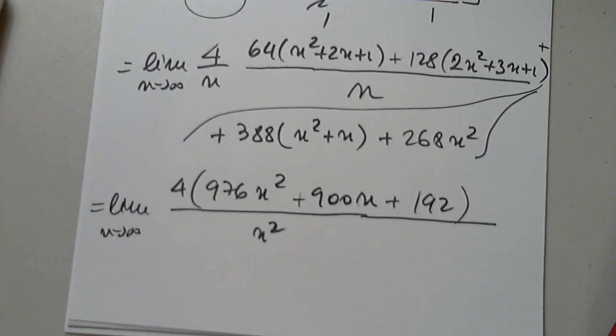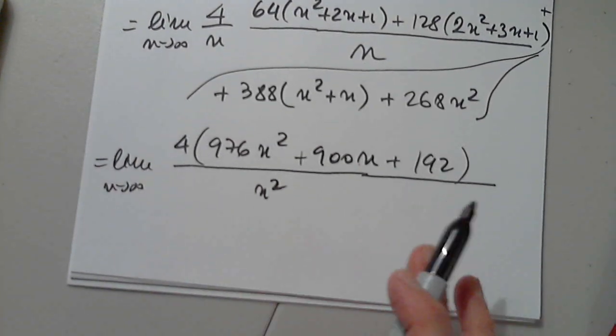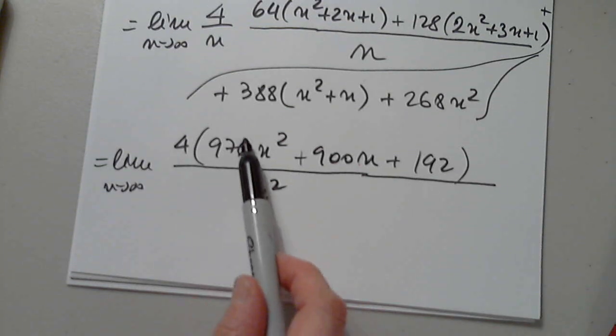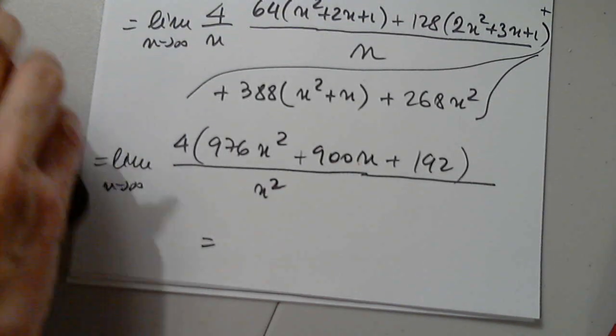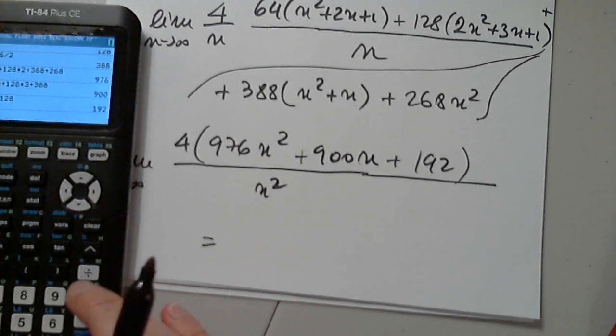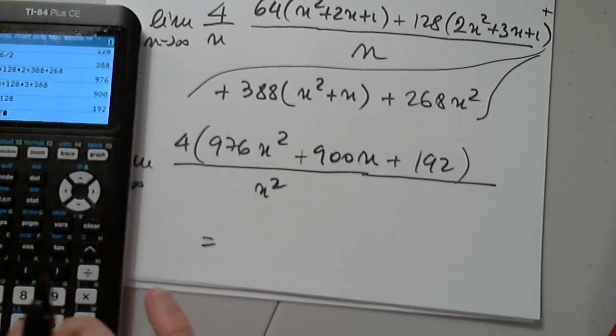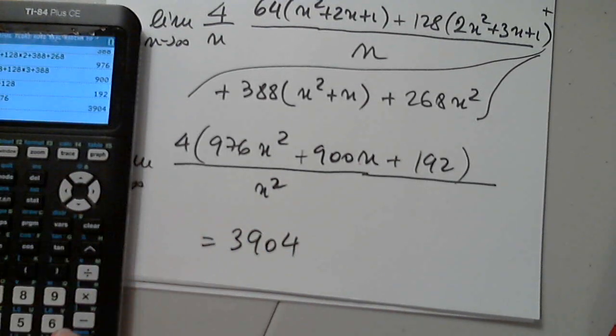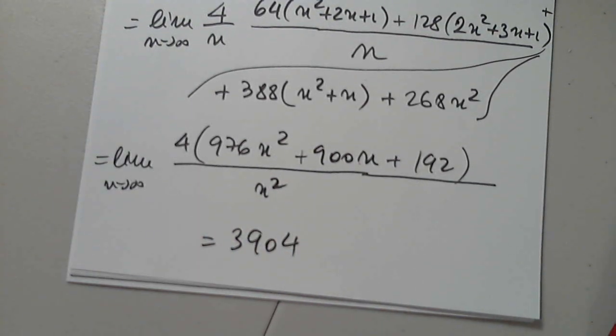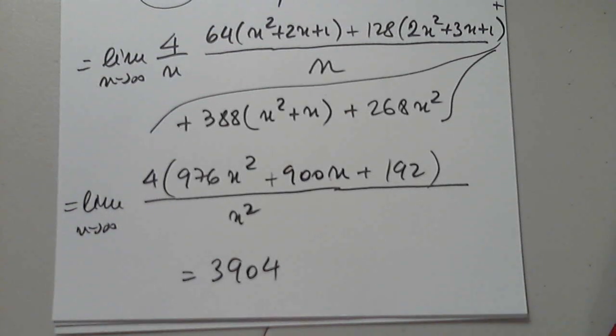Now, yes, we can use L'Hopital's rule, but there is no need because it's the leading coefficient over the leading coefficient. So the answer is 4 times 976. My goodness. 3904. You're not going to look at something like this, I promise. But it was a good practice.